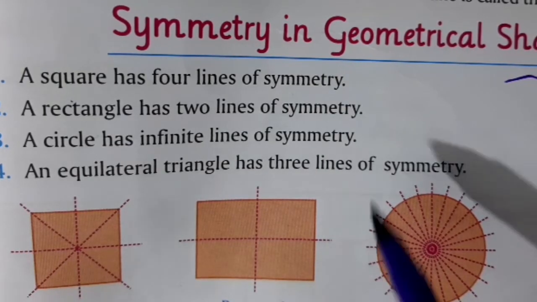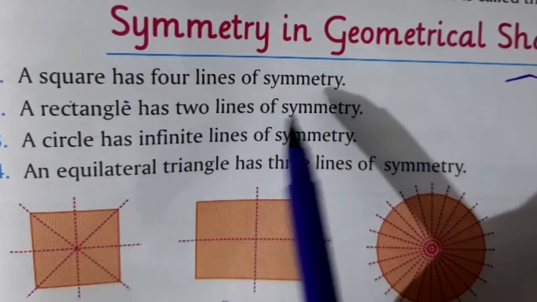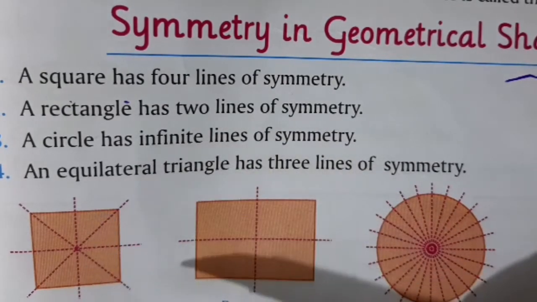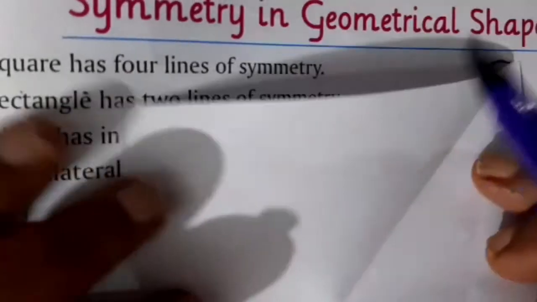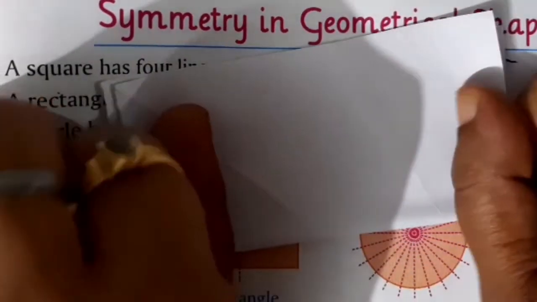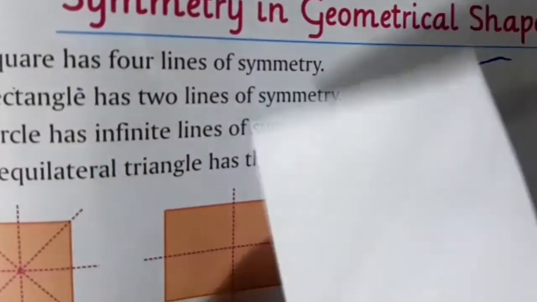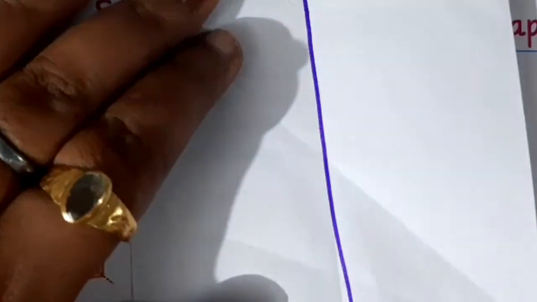Symmetry in geometrical shapes. A square has 4 lines of symmetry. See students, this is a square and it has 4 lines of symmetry: 1, 2, 3 and 4. You can take an example also. This is a square paper, and if I fold it like this, I get one line of symmetry. You can see both the parts are superimposing each other. So one line of symmetry is this.